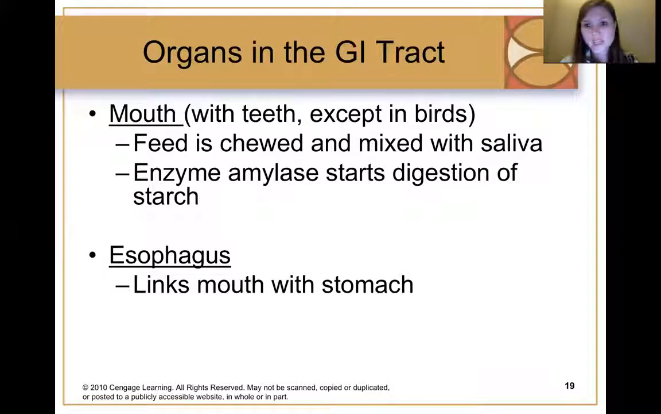So as soon as you eat a piece of bread or anything with starch in it, it's already being somewhat digested in your mouth, just a little bit. So then you have the esophagus that links the mouth to the stomach. So that's pretty much its function.